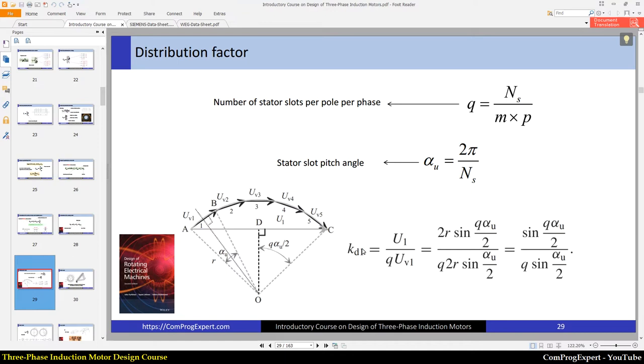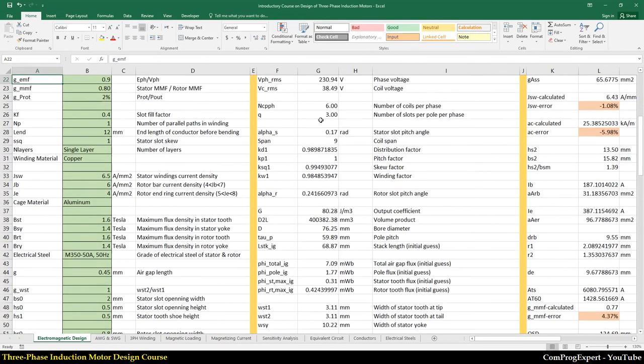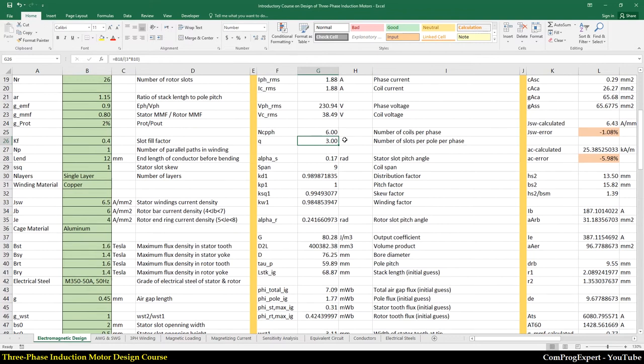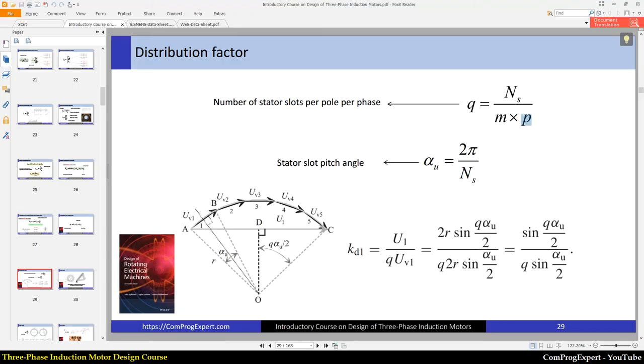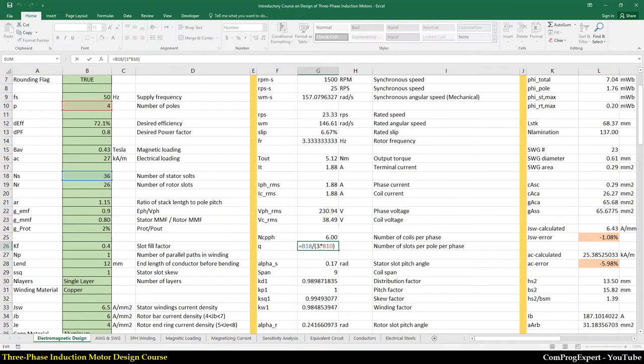For distributed windings, we define this parameter Q, that is equal to the number of stator slots divided by the number of poles times the number of phases, right? M is the number of phases, and P is the number of poles. So I calculated this parameter here. You can see the value of Q, the number of slots per pole per phase, right? So if I click on this, you can see the number of stator slots divided by 3, because this is a 3-phase induction motor, times the number of poles.